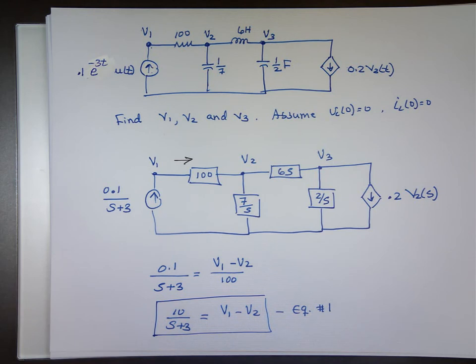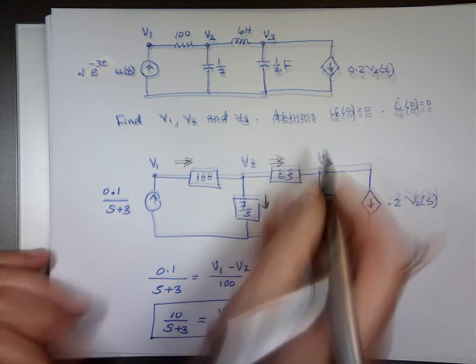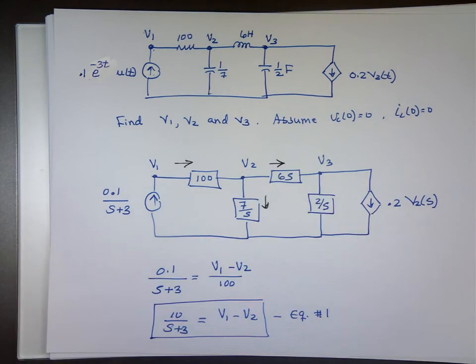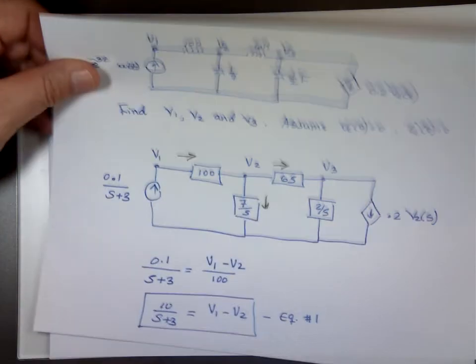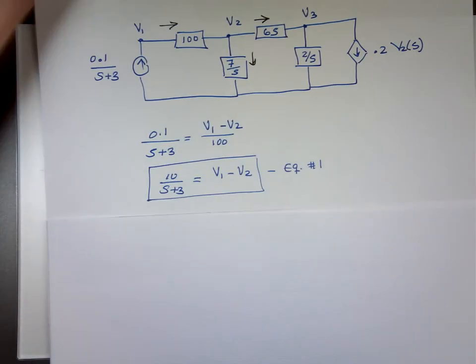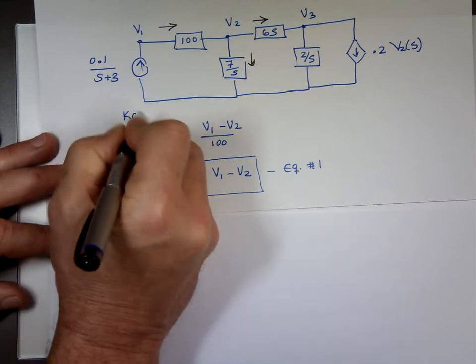Let me define current here. I'm just going quickly. I can define current going that way. We did KVL before, now we do KCL. Let's do KCL at node V2. So this was KCL at V1. Let's do KCL at V2.